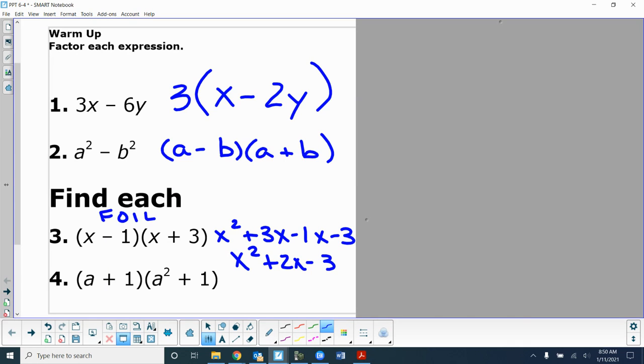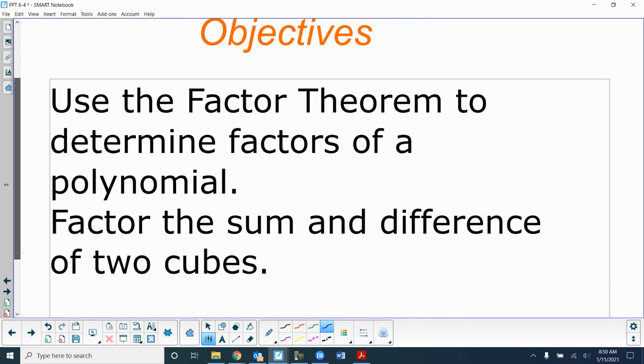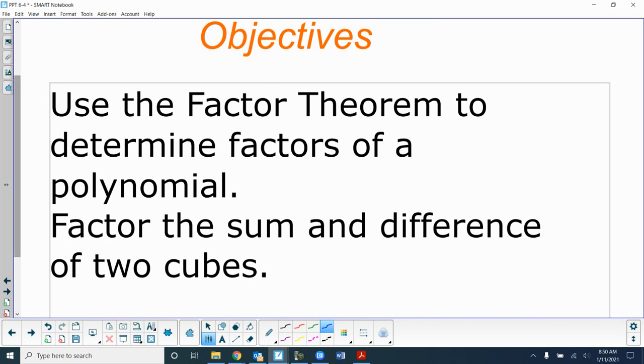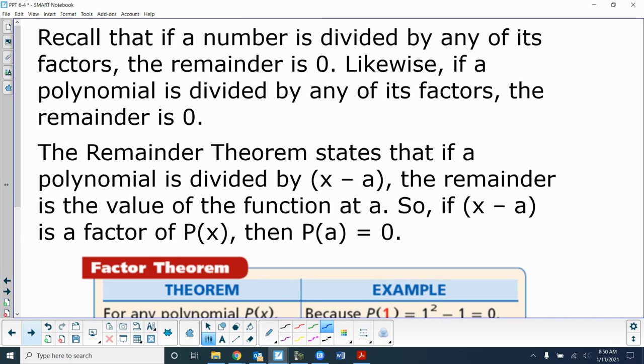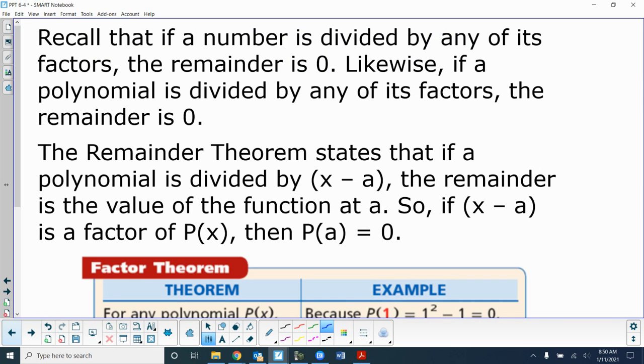You should. All right? So we're going to use the factor theorem to determine factors of a polynomial. And we're going to factor sum and difference of 2 cubes, which is number 3 on our list of factors. Which is the next slide, I think I put. No, maybe not. It's in here somewhere. I got that list for the steps for factoring.